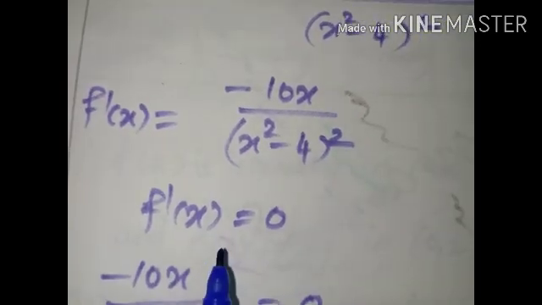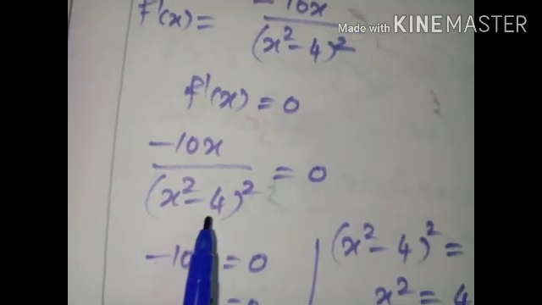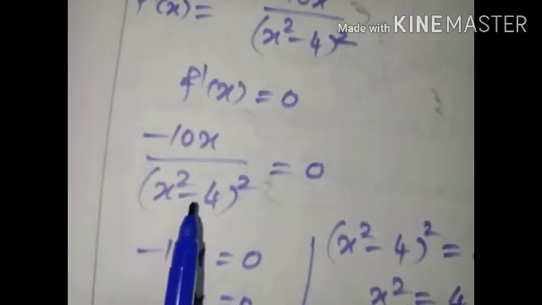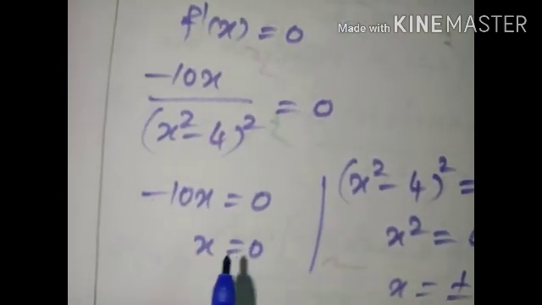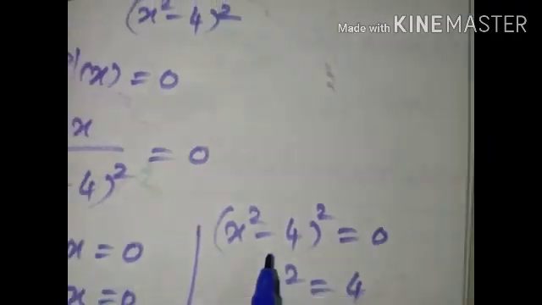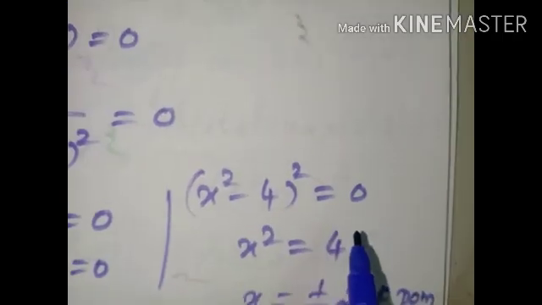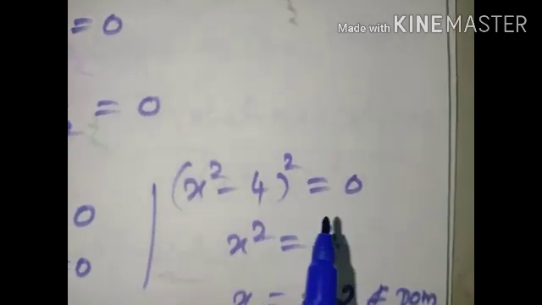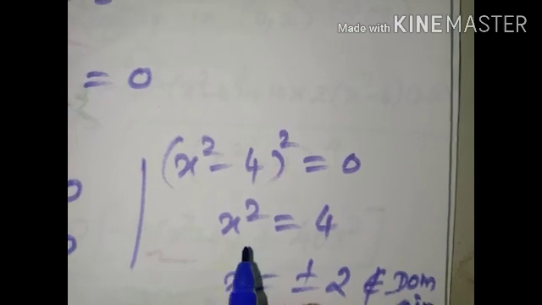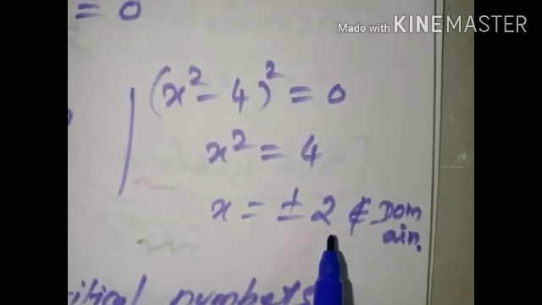Then f dash of x equals 0, so minus 10x divided by x square minus 4 whole square equals 0. The numerator minus 10x equals 0, so x equals 0. For the denominator, x square minus 4 whole square equals 0, taking square root on both sides, x square minus 4 equals 0, then x square equals 4, so x equals plus or minus 2.